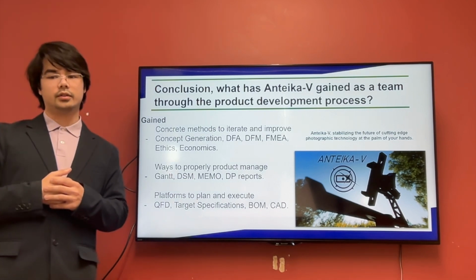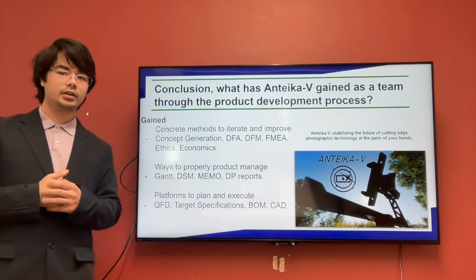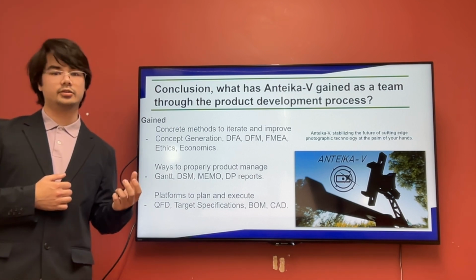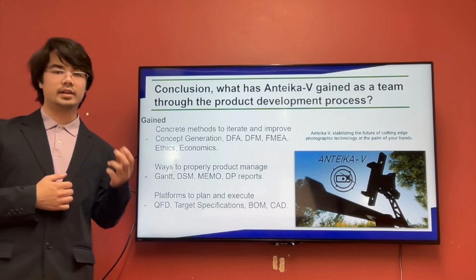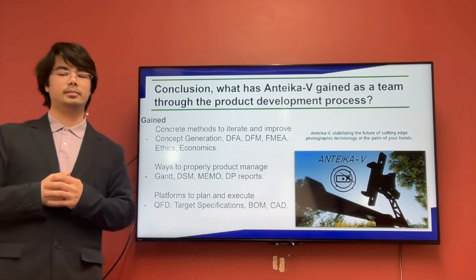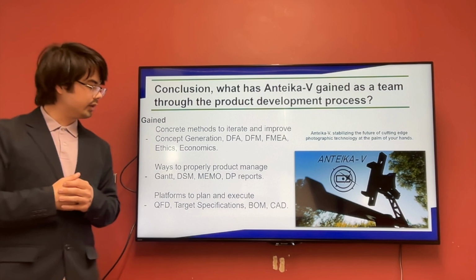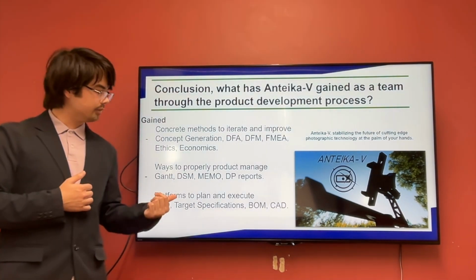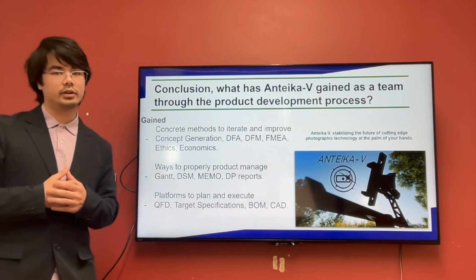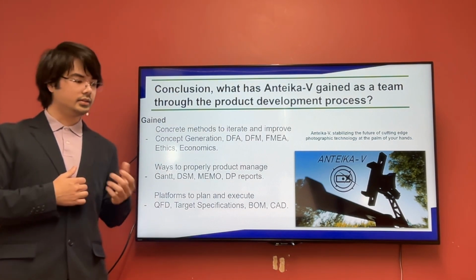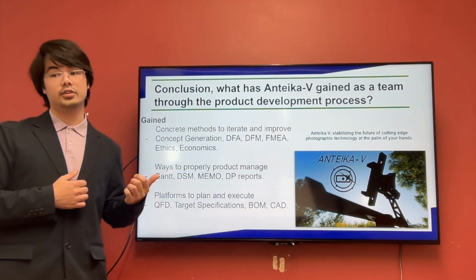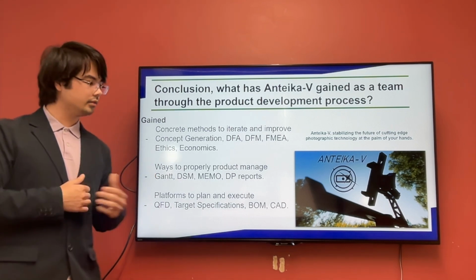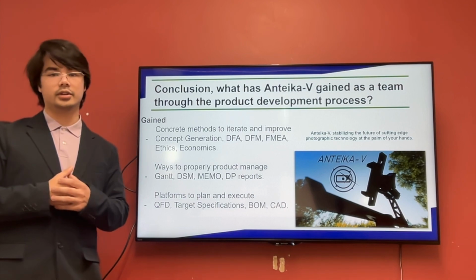And we've gained some platforms to plan and execute through the QFD, where we take all our target specifications from customers, customer needs, and we can plan them as criteria for how the product is going to be made. The BOM is a way to keep track of every single aspect of the project, and it helps with the CAD, where we can have an exact representation of the product in computer, so we can make additions to the project without having to fiddle around with the real product.